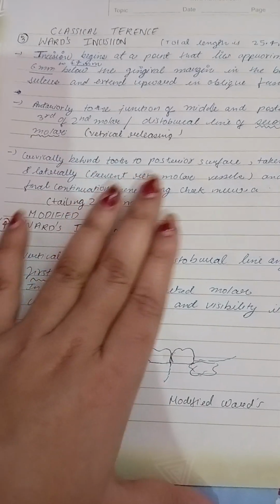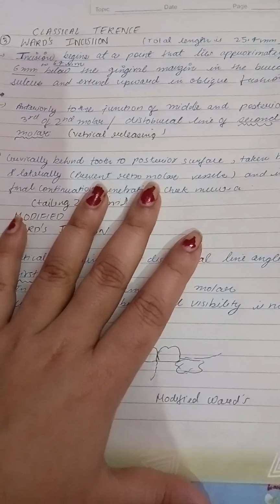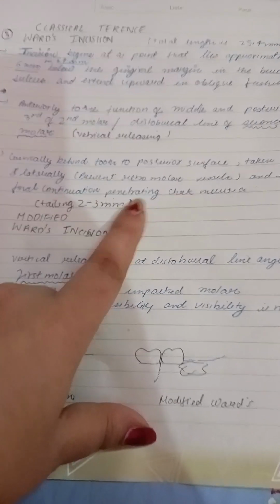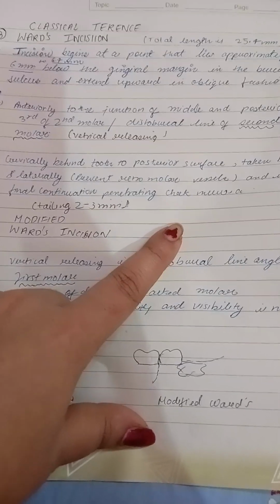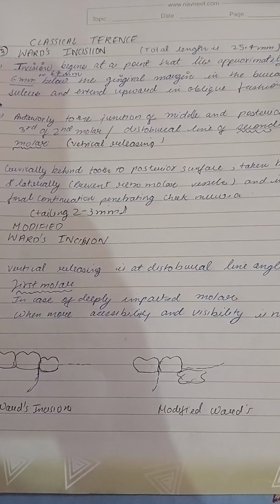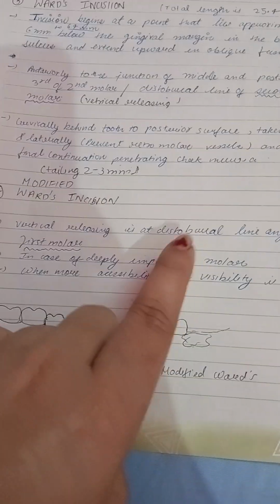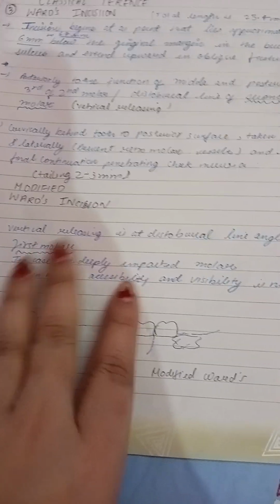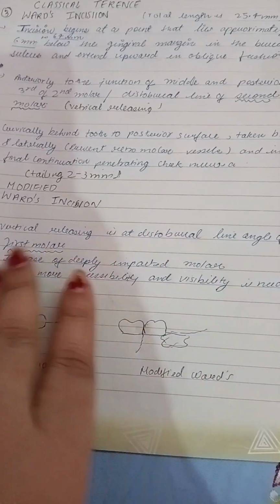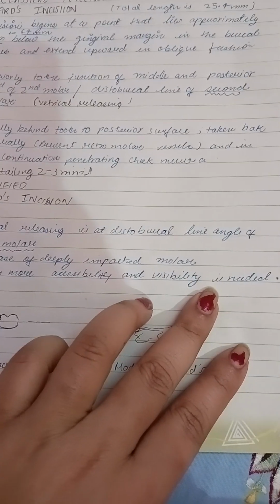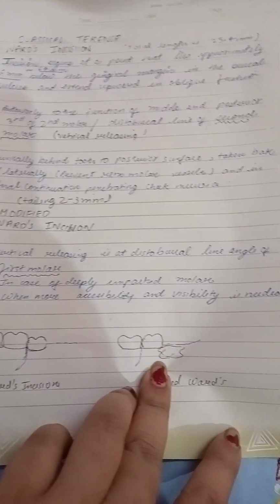Now, cervically behind the tooth to the posterior surface, it is taken back laterally, and in the final continuation penetrates the cheek mucosa. This is called tailing, which is 2 to 3 mm. Now modified Watts, vertical releasing is at the distobuccal line of the first molar, in case of a deeply impacted tooth where accessibility and visibility are much more needed. There we give the modified Watts incision.